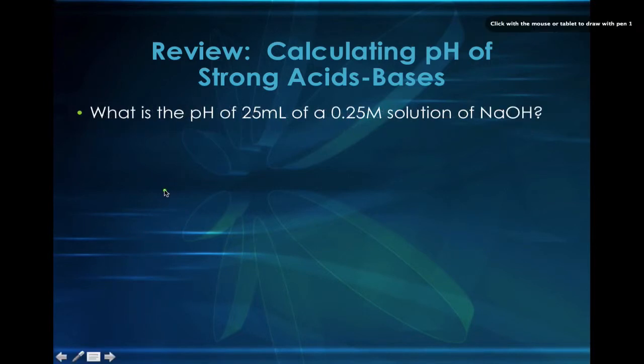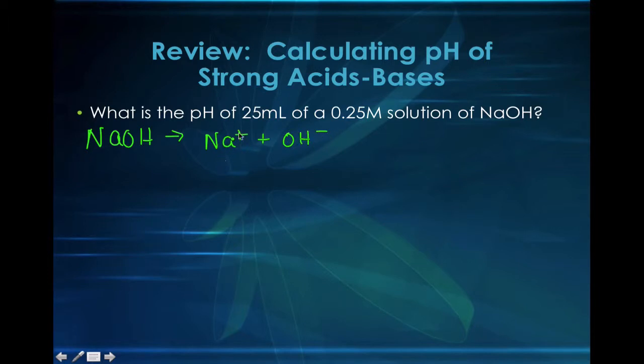All right, what is the pH of 25 milliliters of a 0.25 molar solution of NaOH? This is a strong base. So my NaOH, when I put it into solution, breaks completely up into sodium ions and hydroxide ions. It does not matter how many liters, milliliters, gallons, whatever; the volume doesn't matter. What matters is that if I have 0.25 molar initially, I'm going to end up with 0.25 molar sodium ions and 0.25 molar hydroxide ions. And this is what I'm going to focus on.